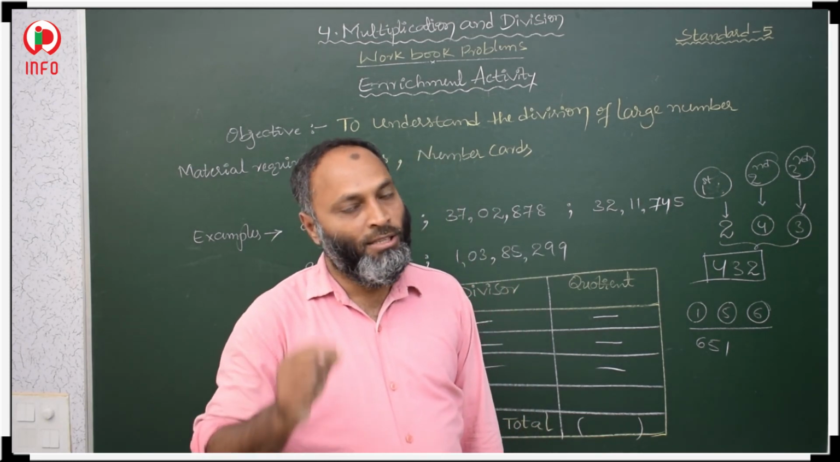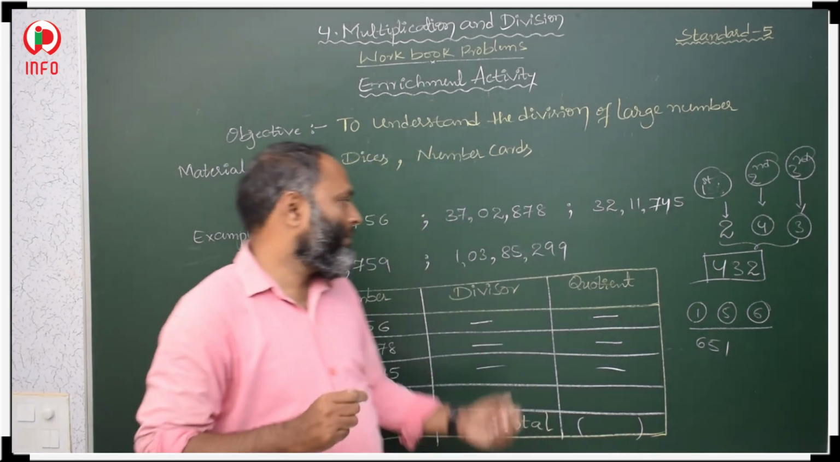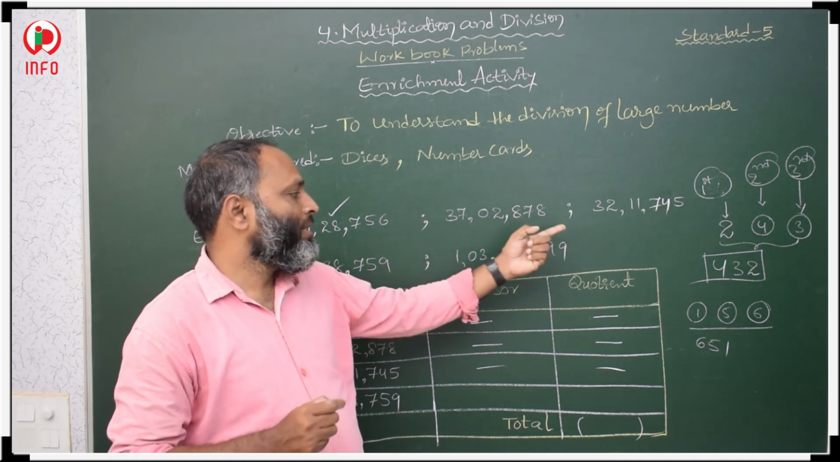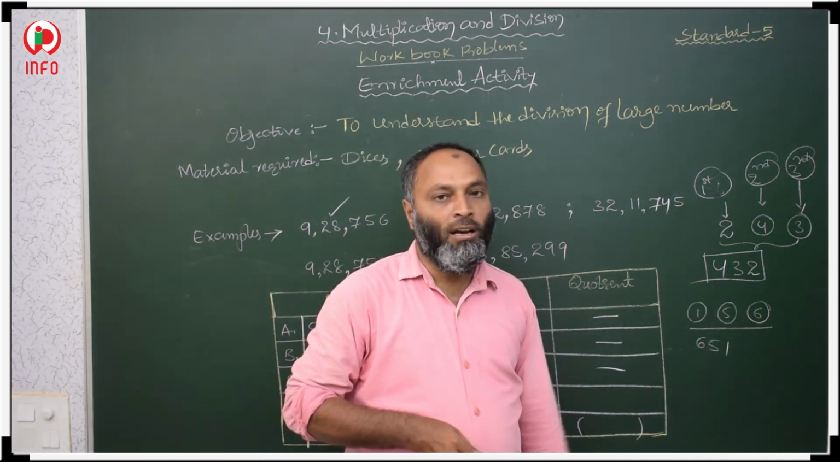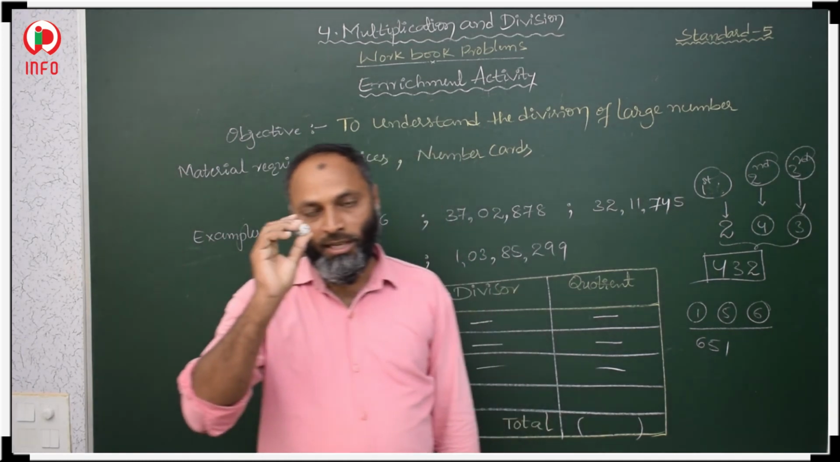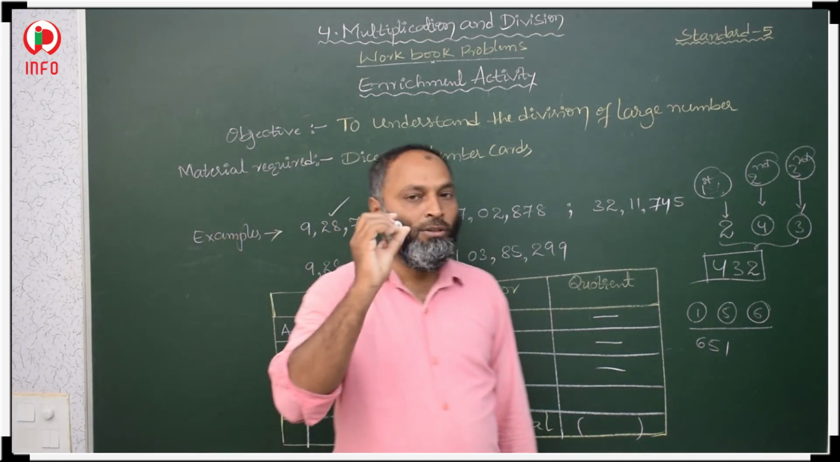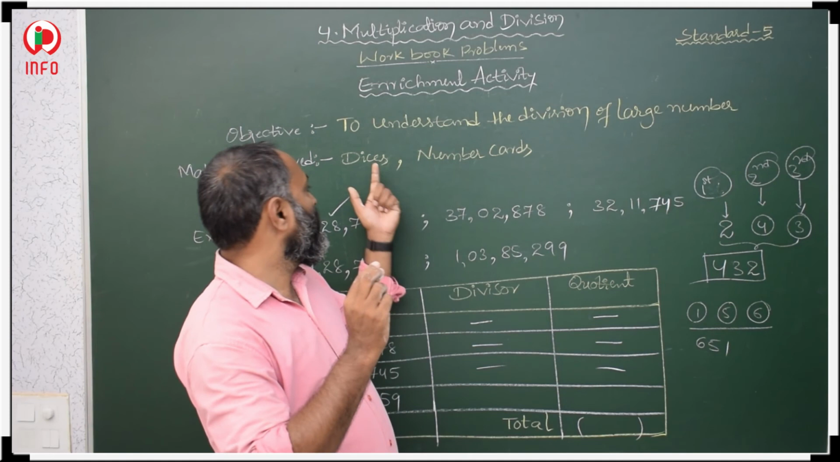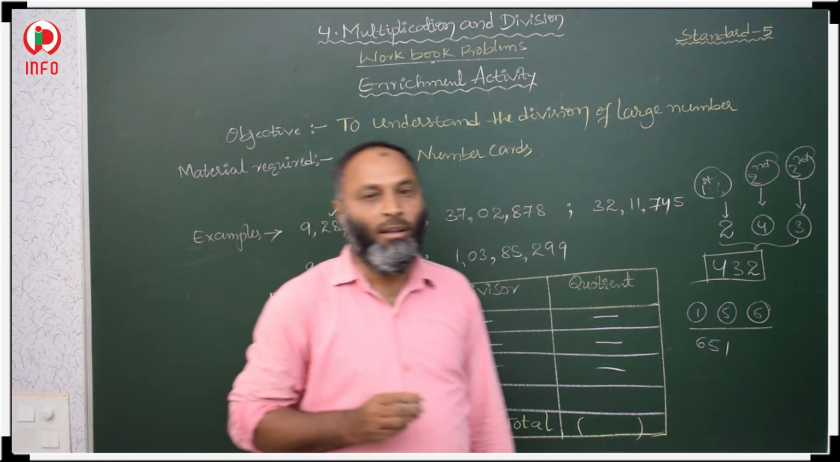So in this way you divide the given playing card numbers by the digits. How do we form the digits? By throwing the dice. You should be prepared with dice and number cards.